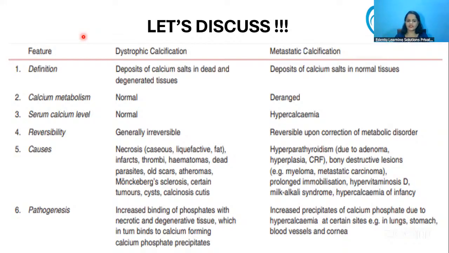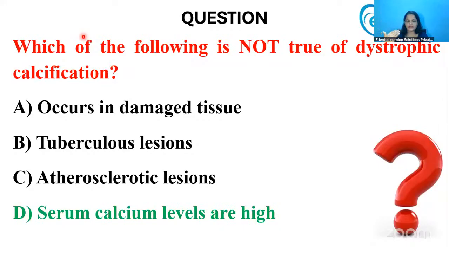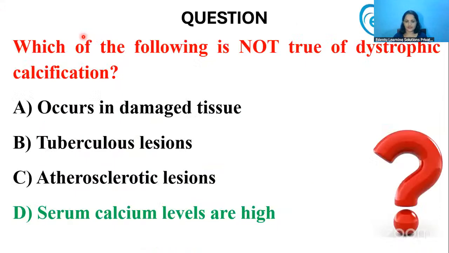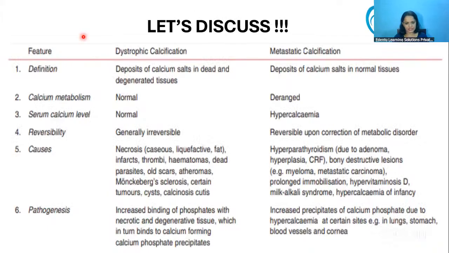So among the given options, it is stated that the serum calcium levels are high for dystrophic calcification, which is not true, because serum calcium levels and calcium metabolism are normal for dystrophic calcification. Let's look at the other options also. It occurs in damaged tissue. Yes, dystrophic calcification occurs in dead and degenerating tissue. Tuberculous lesions: yes, where there is caseous necrosis, it can show dystrophic calcification. And atherosclerotic lesions also: yes, it can be seen in atherosclerotic lesions too. Okay.